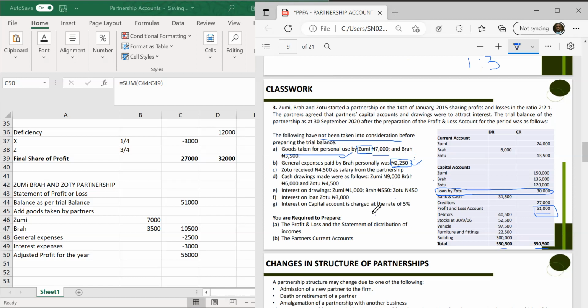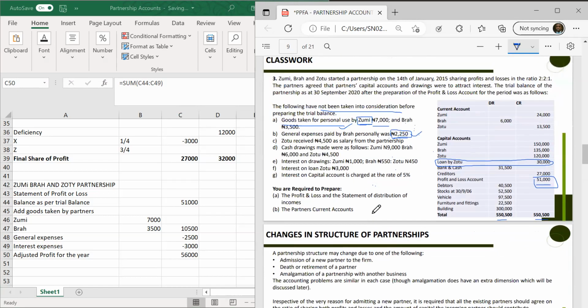We have a lot to cover. We have not gotten to change of partnership structures. Maybe I've solved too many examples today. So we have done this. We have treated this one. We have treated this one.